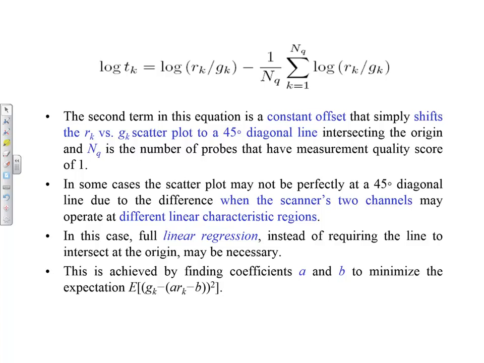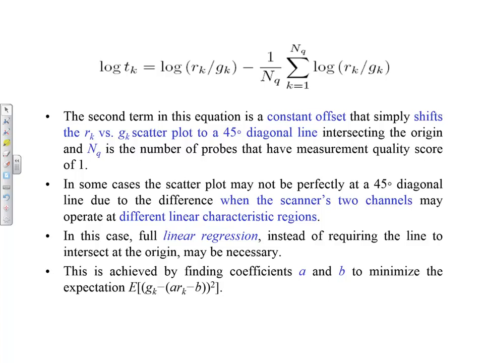So minus 1 over N_Q. N_Q is the number of probes that have a measurement quality score of 1. That means red over green is 1. So at those probes you really got something else. You take this log of R_k over G_k, sum it up, divide by N_Q, and that gives the correction term. Because if that's the case, then log 1 will be 0 exactly. These are the spots where you should have 1, but you're not getting 1 because there's something wrong. So we just subtract the error. Yes, the error.